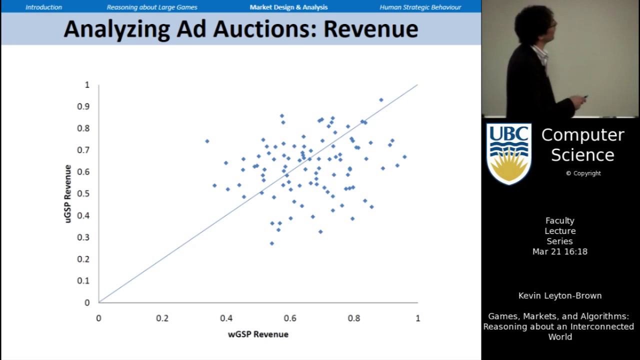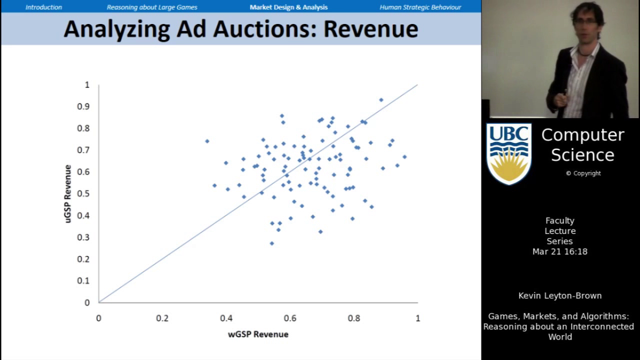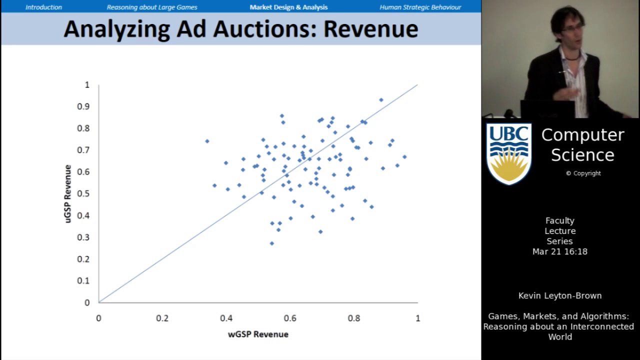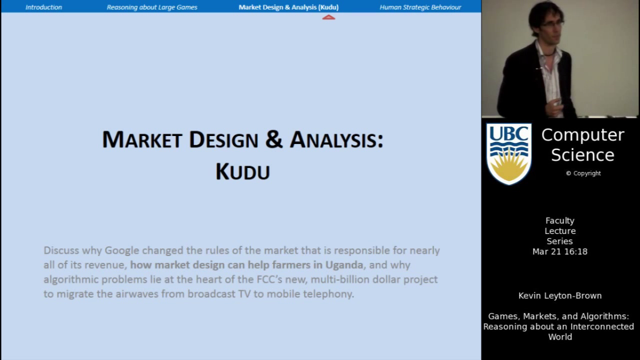So sometimes one mechanism is wildly better than another in terms of revenue, and sometimes it's the opposite. So it really seems to us as though revenue is not the story here. So again, I tell you all of that mostly in a desire just to tell you something about how we might do the computational analysis of mechanisms.